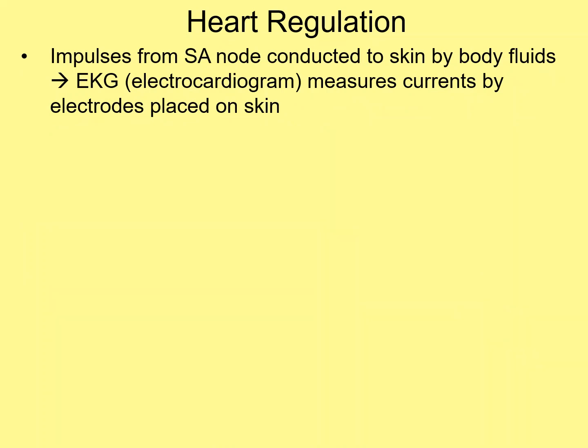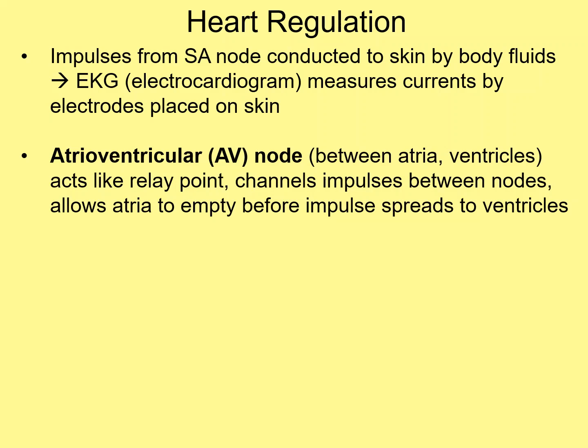The impulses from the SA node are conducted to the skin by body fluids, basically all the fluid around the sac around your heart, which is not a lot of fluid, but a little bit. And of course, it's then in fairly close proximity to the outside of your skin. And this means that we can actually put little sensors, little electrodes on your skin and measure the conduction from the SA node. So you can essentially get the electrical impulses picked up to determine whether your heart is beating regularly or not, and how exactly those electrical impulses are being sent.